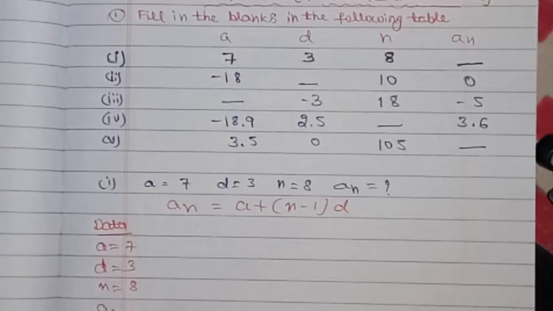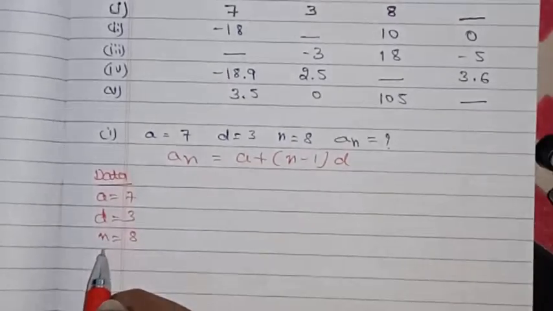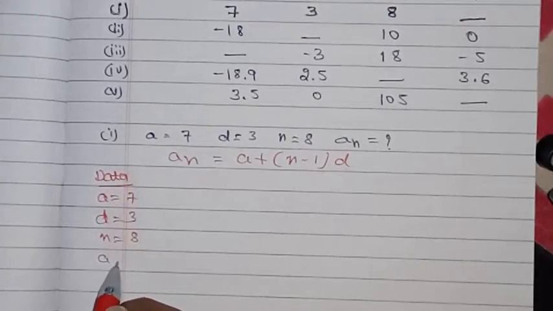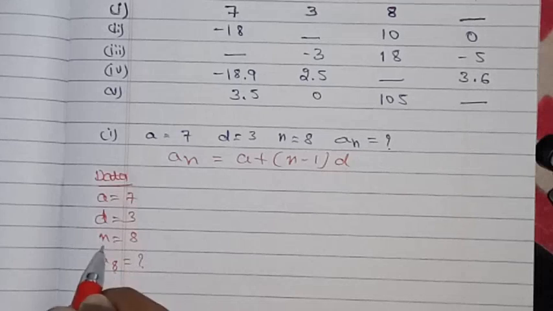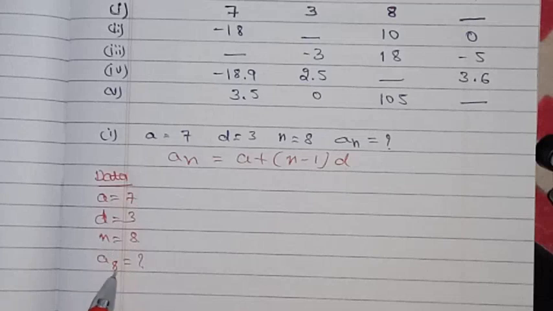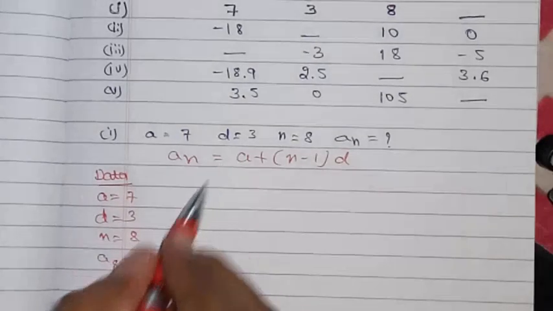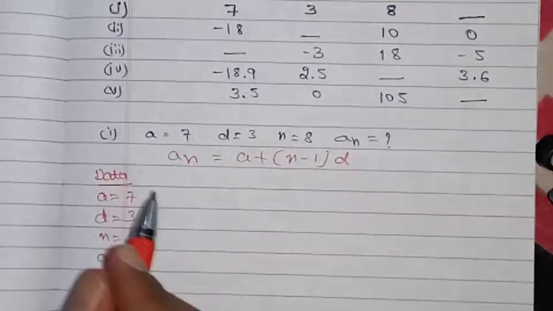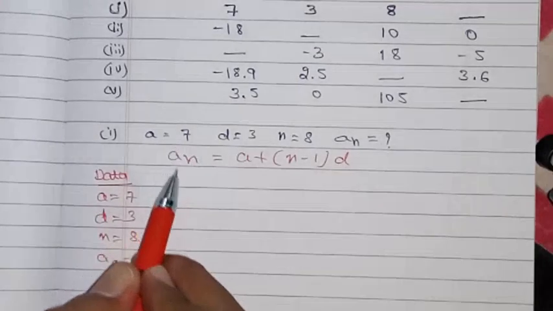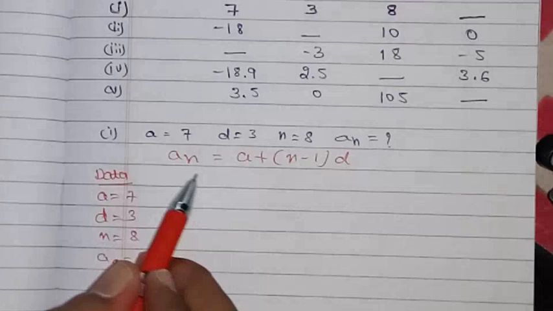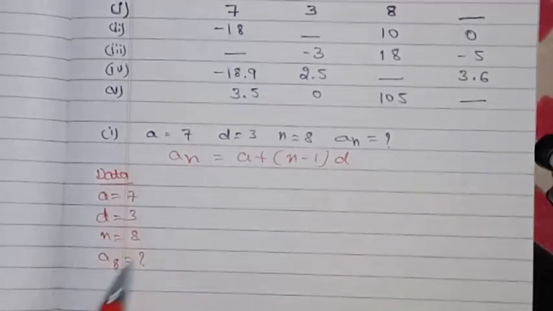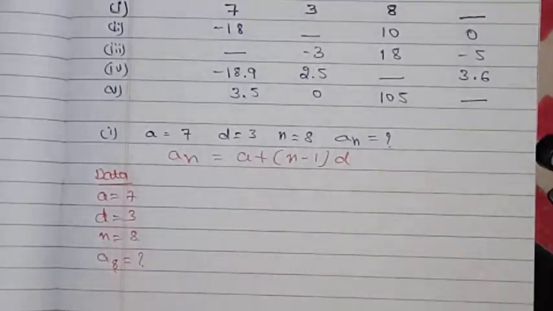So you need to find out the nth term, that is, the eighth term, because the formula is an. The nth term they have given is 8. So you need to find a8, the eighth term, children. Okay, so this is the method to solve the problem, right? You need to write down the data, write the formula, and apply the values to the formula, children.